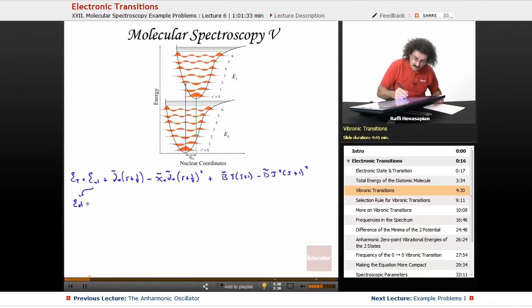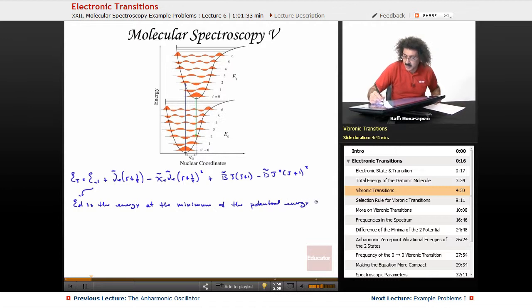E electronic is the energy at the minimum of the potential energy curve. In other words, in the ground vibrational state, it is that energy right there, whatever that happens to be. In the first excited state, it is that right there. Okay? So it's the energy at the minimum of the potential energy curve. That's what the electronic energy is.